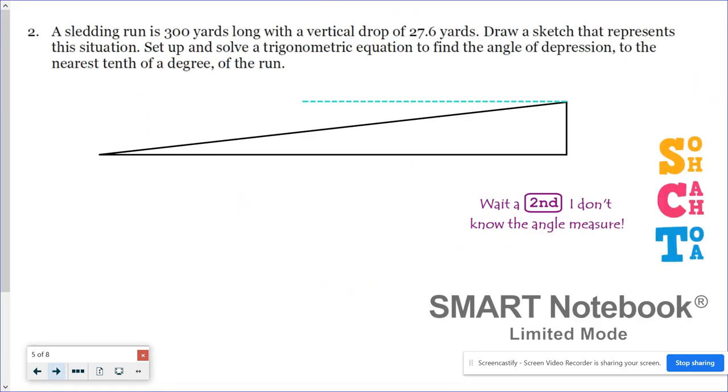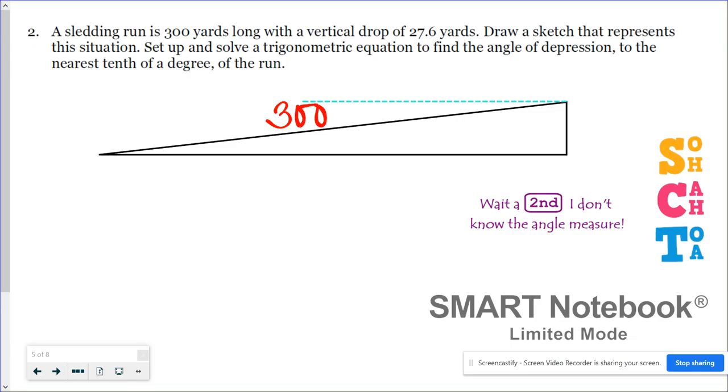So let's try one more. It says a sledding run is 300 yards long with a vertical drop of 27.6 yards. So draw a sketch that represents the situation. So my sketch, I got it all ready for us, okay? So the sledding run is 300 yards long. So we're talking about the actual part of this triangle that you're sledding down. And so that would be this part right here.